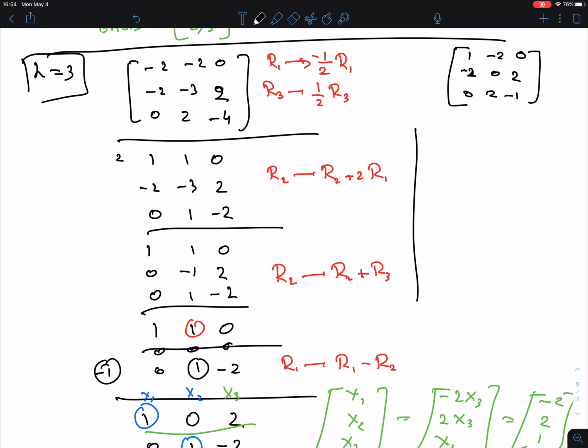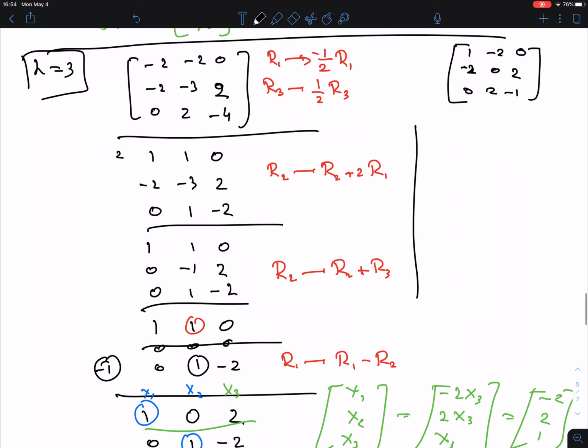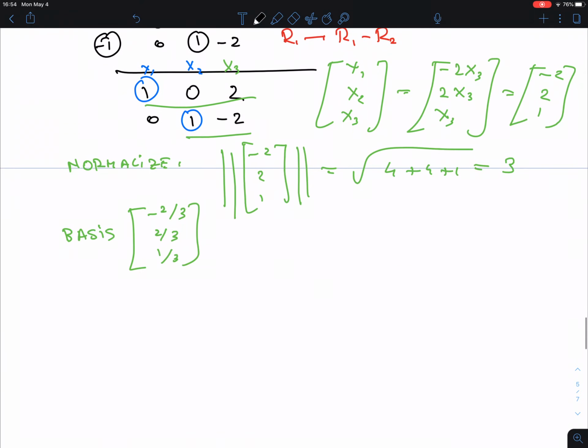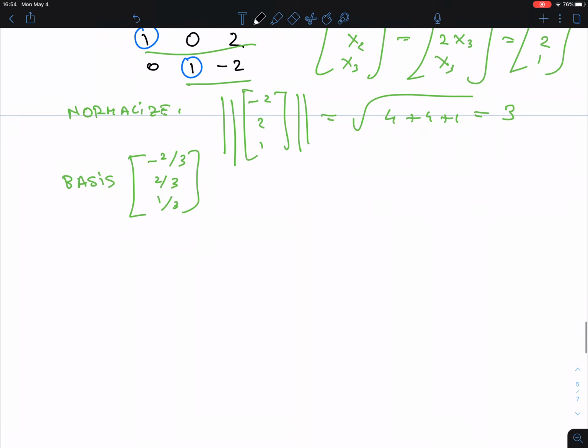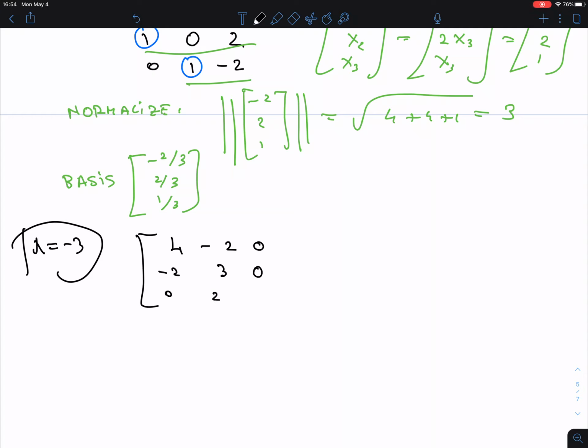So lambda is negative 3. I'm going to do that. I'm going to have to copy the matrix again. Okay, I hope that now you're going to double check it, right? That I don't make mistakes. So I'm going to subtract negative 3, means adding 3 to the diagonal. So lambda equals negative 3. The matrix you get is 4, negative 2, 0, negative 2, 3, 0. I'm adding 3 to the diagonal, 0, 2, and 2.